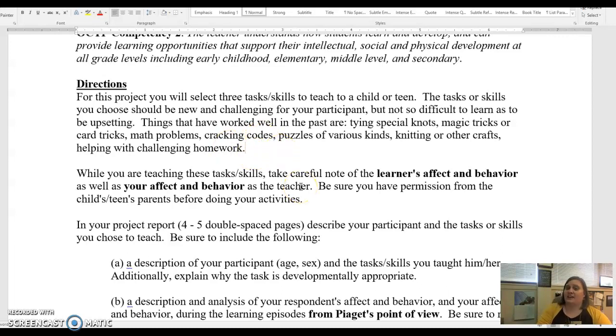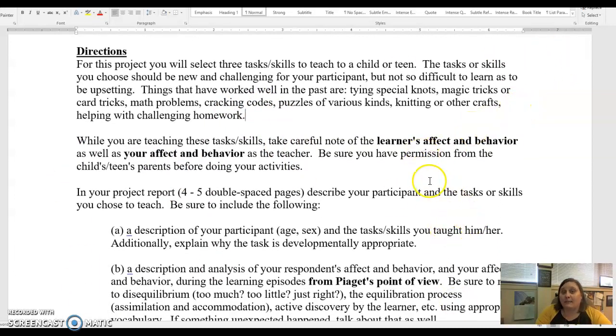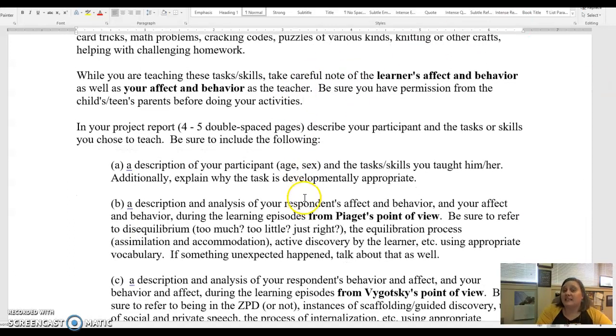So you're going to teach those 3 things, and while you're doing that, you're going to keep note of their affect and behavior, which just means how they're feeling, how they're acting, and you're going to keep note of your affect and your behavior. And also be sure to ask the student's parent before you start in with this. You don't want to do this without parent permission. So you're choosing a kid, you're teaching them 3 new skills that are fun and challenging but not frustrating, and you're recording how they feel and act about it and how you feel and act about it. That's part 1. And then you're going to sit down and write a paper about that experience.